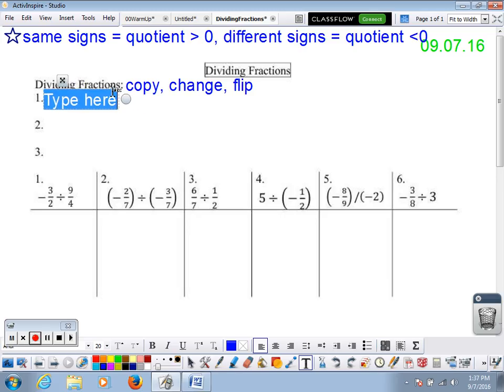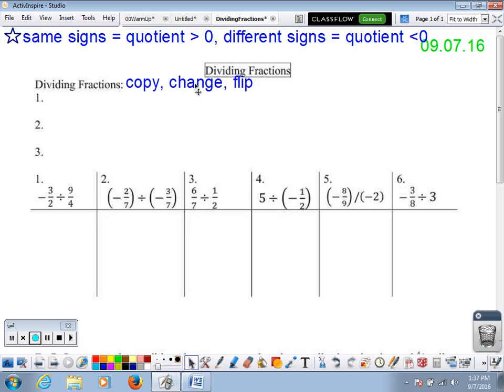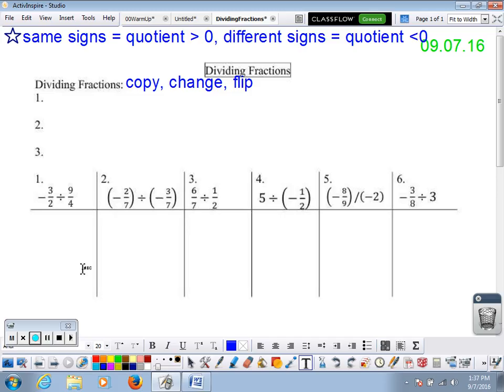Okay, now we're going to add a little bit more of a little higher level thought to it. So instead of those words, instead of copy, change, flip. Now really, guys, that's what we're going to do, but we're going to give it a little bit higher level words. Okay, so that when we get into Algebra 1 next year and your teacher starts using these words, you know what they're talking about.